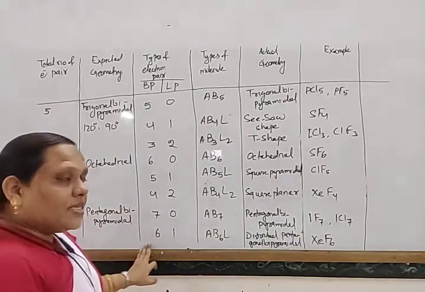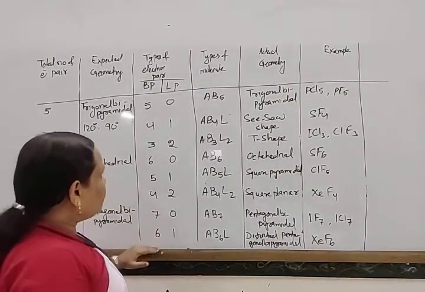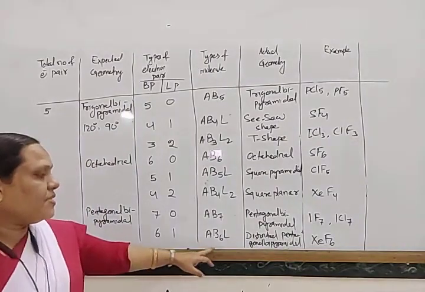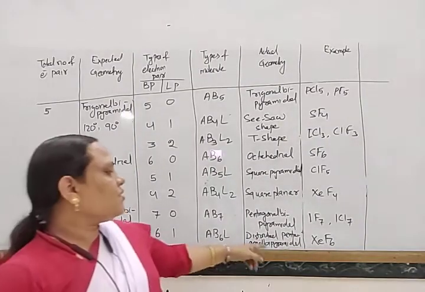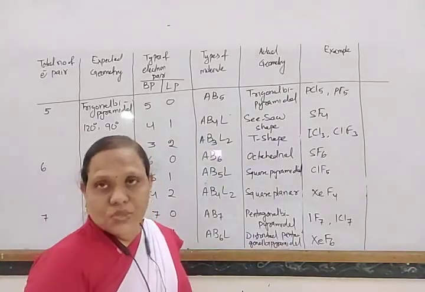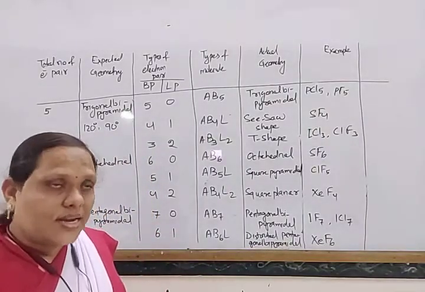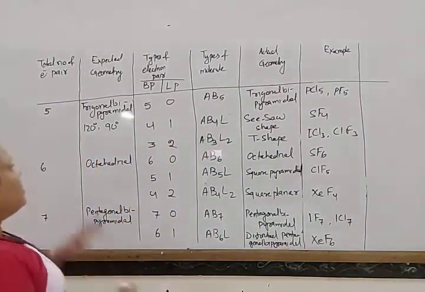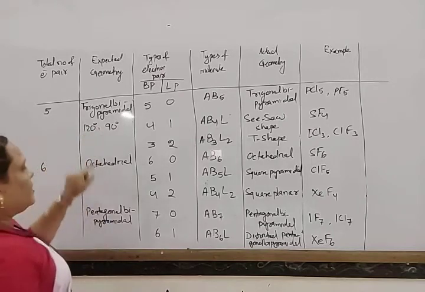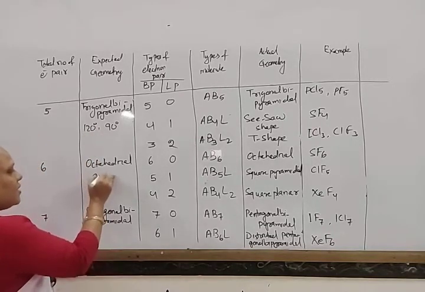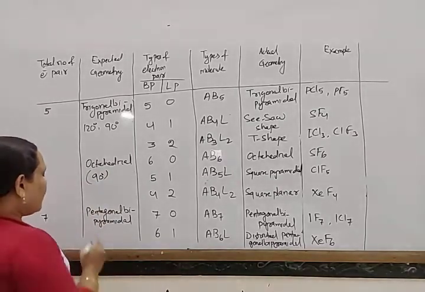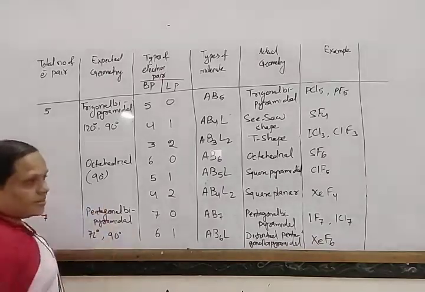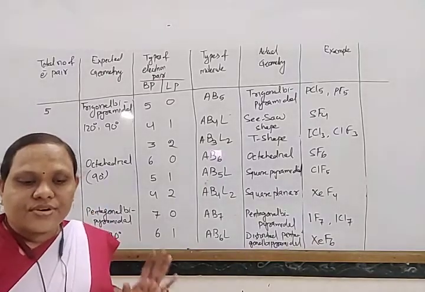Another arrangement is possible, that is 6 bond pairs and 1 lone pair. The molecule type is AB6L and it has distorted pentagonal bipyramidal geometry, or you can say distorted octahedral geometry. An example is XeF6. Here the bond angles are 120 degrees and 90 degrees. In octahedral each bond angle is 90 degrees, and in pentagonal bipyramidal the bond angles are 72 degrees and 90 degrees. Okay, so this is the chart for that.